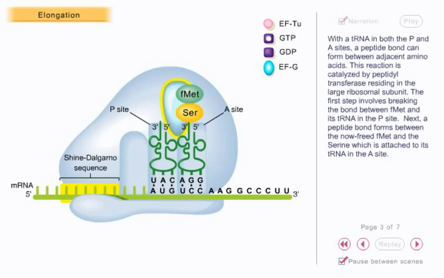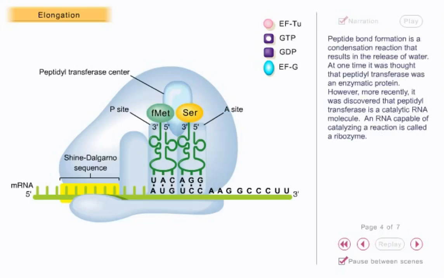Next, a peptide bond forms between the now freed F-met and the serine, which is attached to its tRNA in the A site. Peptide bond formation is a condensation reaction that results in the release of water.